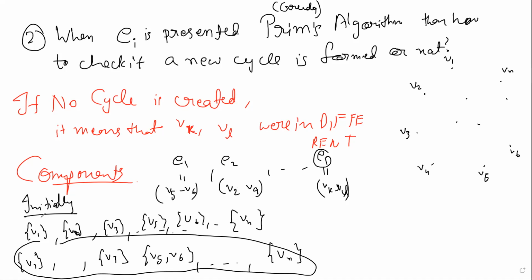You just see if Vk and Vl are in different pieces. If they are in different pieces, then taking the union means they were in different components, so you're not going to create a cycle. But if they were already in the same piece, having somehow indirectly created a path, then taking the union forms a cycle. Is that okay?